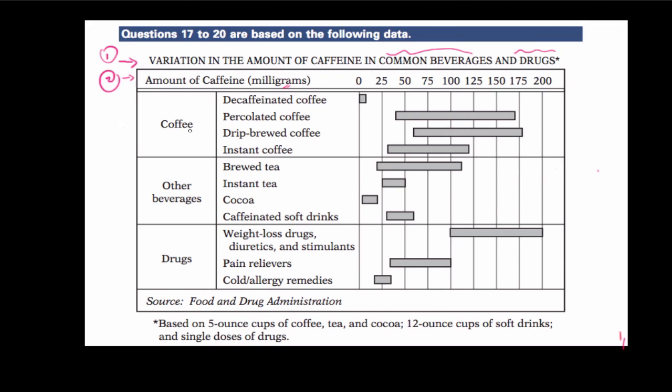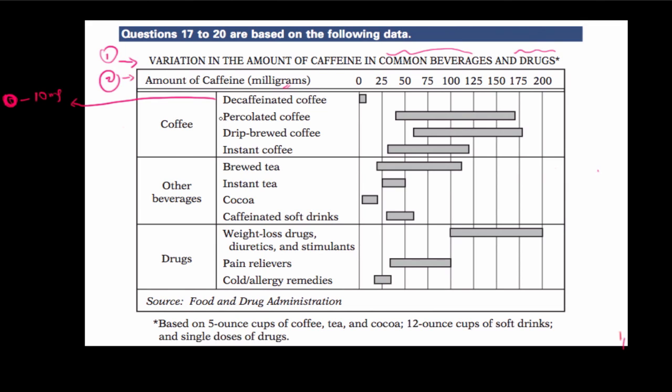So what I have here is coffee. Now you have different kinds of coffee. The first is the decaffeinated coffee, the percolated, the deep brewed, and the instant coffee. So what I have here, according to the diagram, is the variation in the amount of caffeine in each of these coffees. As an example, for the decaffeinated coffee, the variation in the amount of caffeine is between 0 and probably around 10. So the variation in the amount of caffeine in decaffeinated coffee is going to be between 0 and 10 milligram.